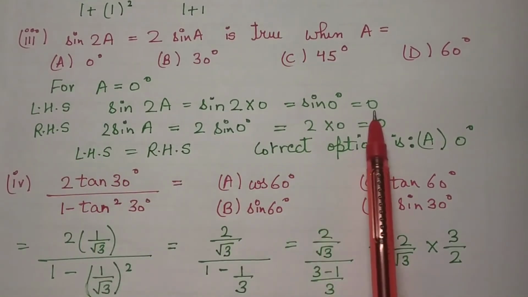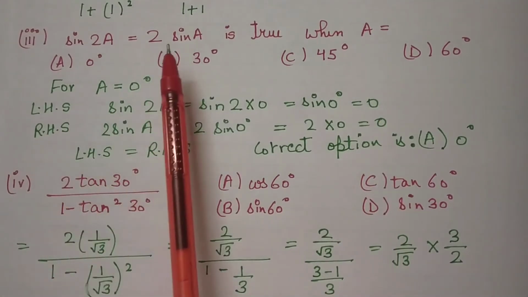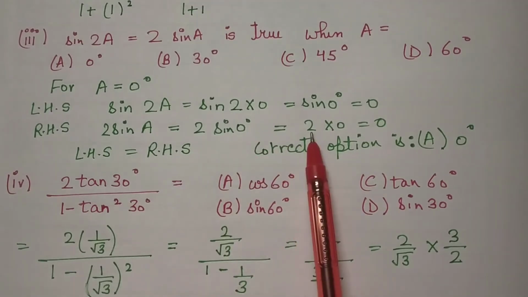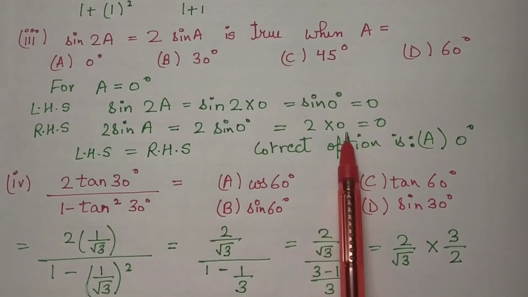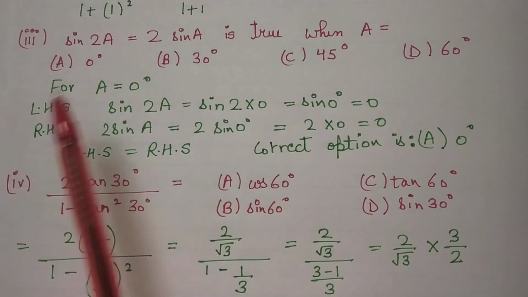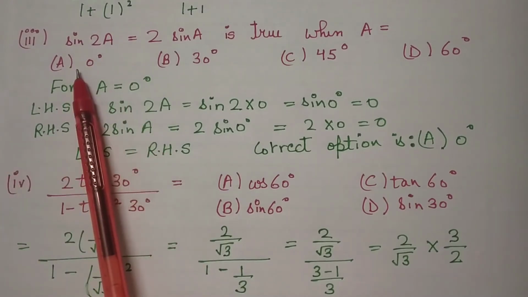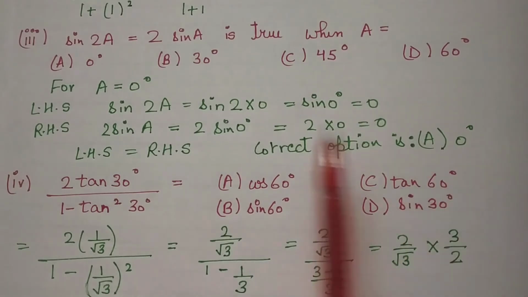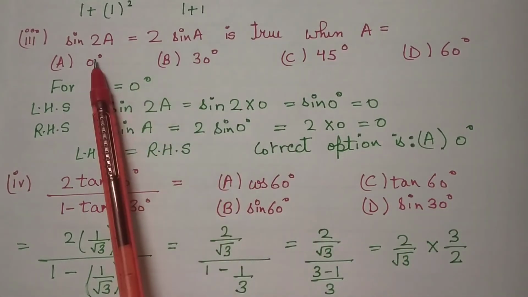Sine 0 degree is equal to 0. Now right hand side, 2 sine A, 2 sine 0 degree. Multiply the value of sine 0, which is 0. 2 multiply 0 is 0. So I have got the answer at the first position only. I don't need to do the rest. The answer is 0 degree. At 0 degree, these two are equal.